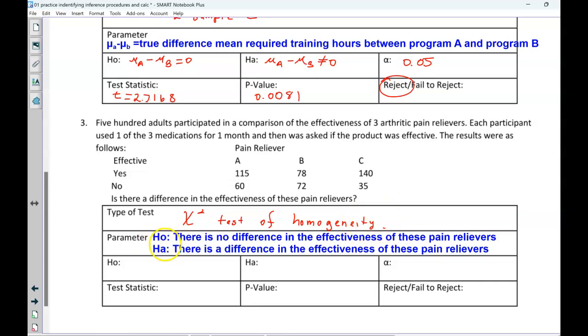There's no parameter that you would use, but I didn't have room for the null and the alternative hypothesis statement in the area provided, so I put that in the parameter area. So with a chi-square test, your null hypothesis is there's no difference, and in this case, the context is effectiveness of these pain relievers, and the alternative is that there is a difference. Again, I'm going to use 0.05, and we're going to be entering the data as a matrix.